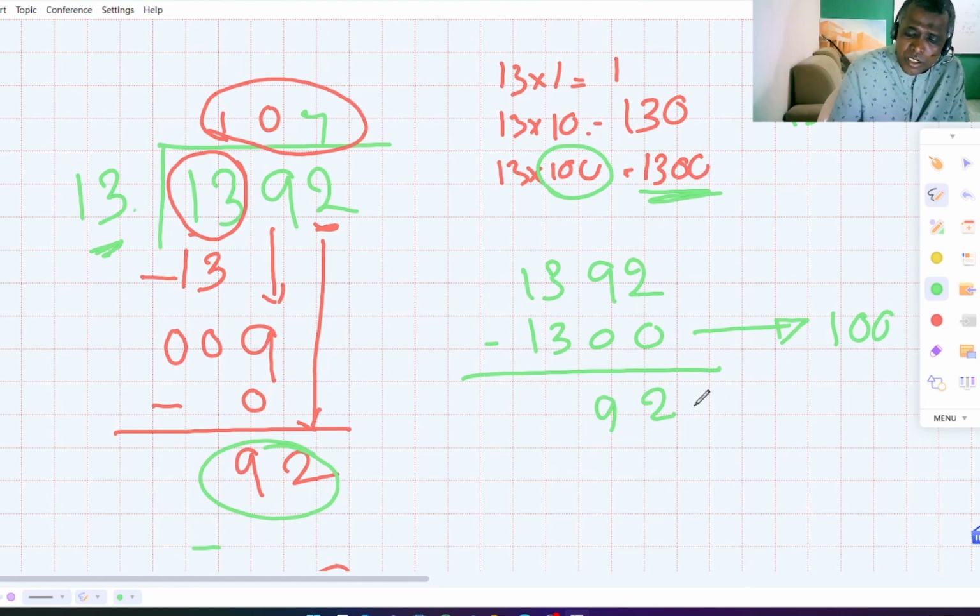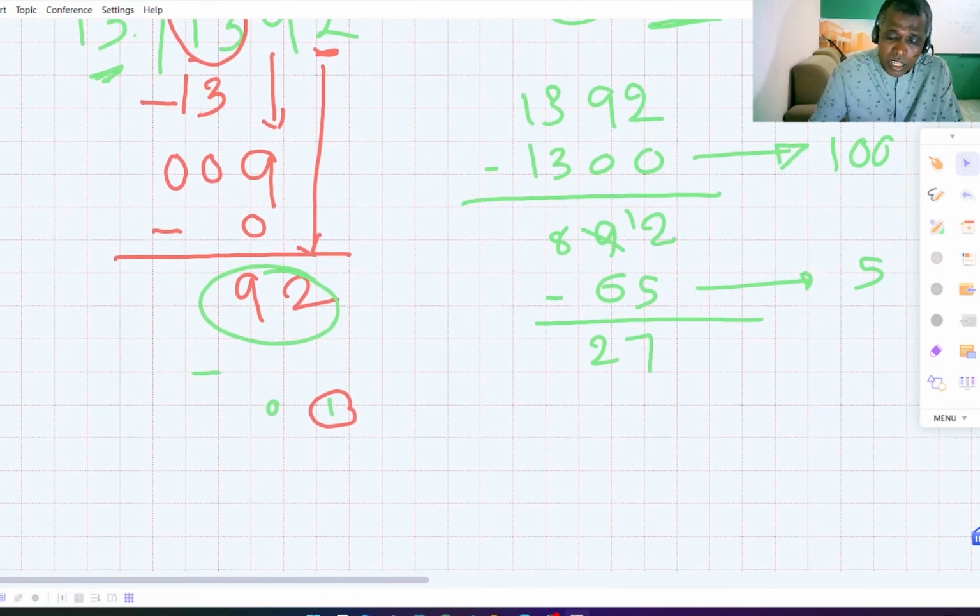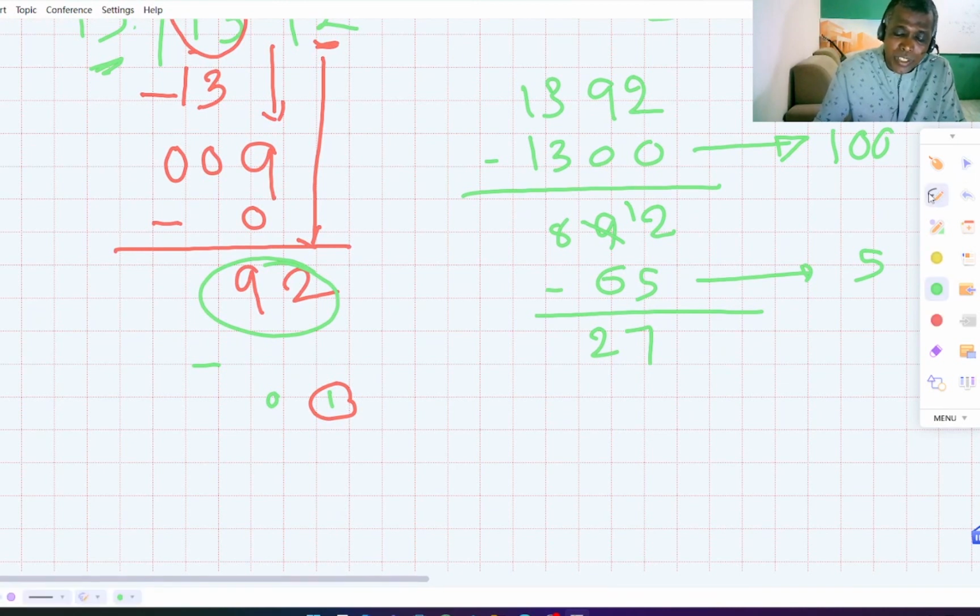So I am going to remove 5 groups. That means you are removing 65. Remove 65 means this is 5. What is the value after subtraction? This one becomes 8, this one becomes 12, 12 minus 5 is 7. Here, 8 minus 6 is 2. 27. You know, 13 times 2 is 26. After you get to some points, you can do it very quickly.